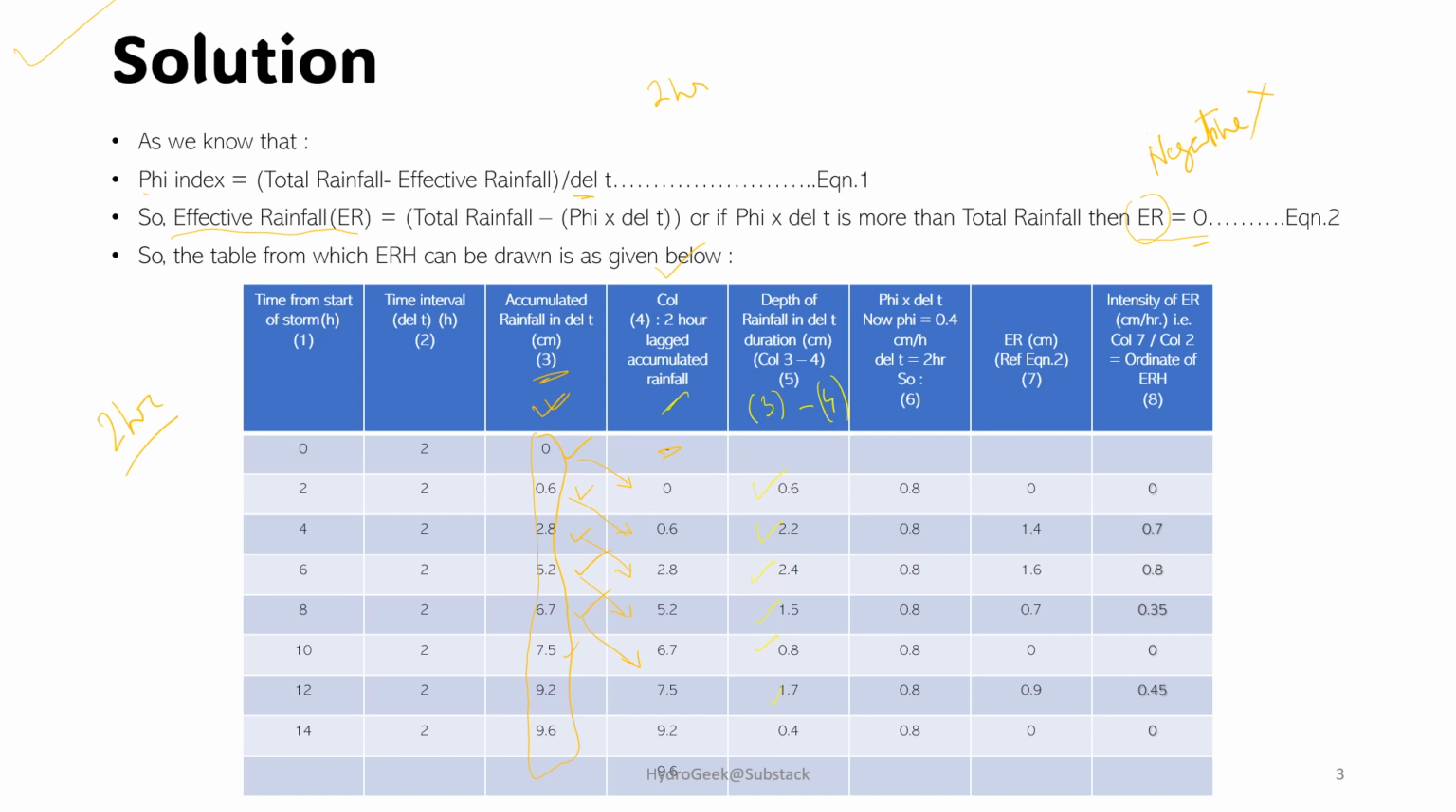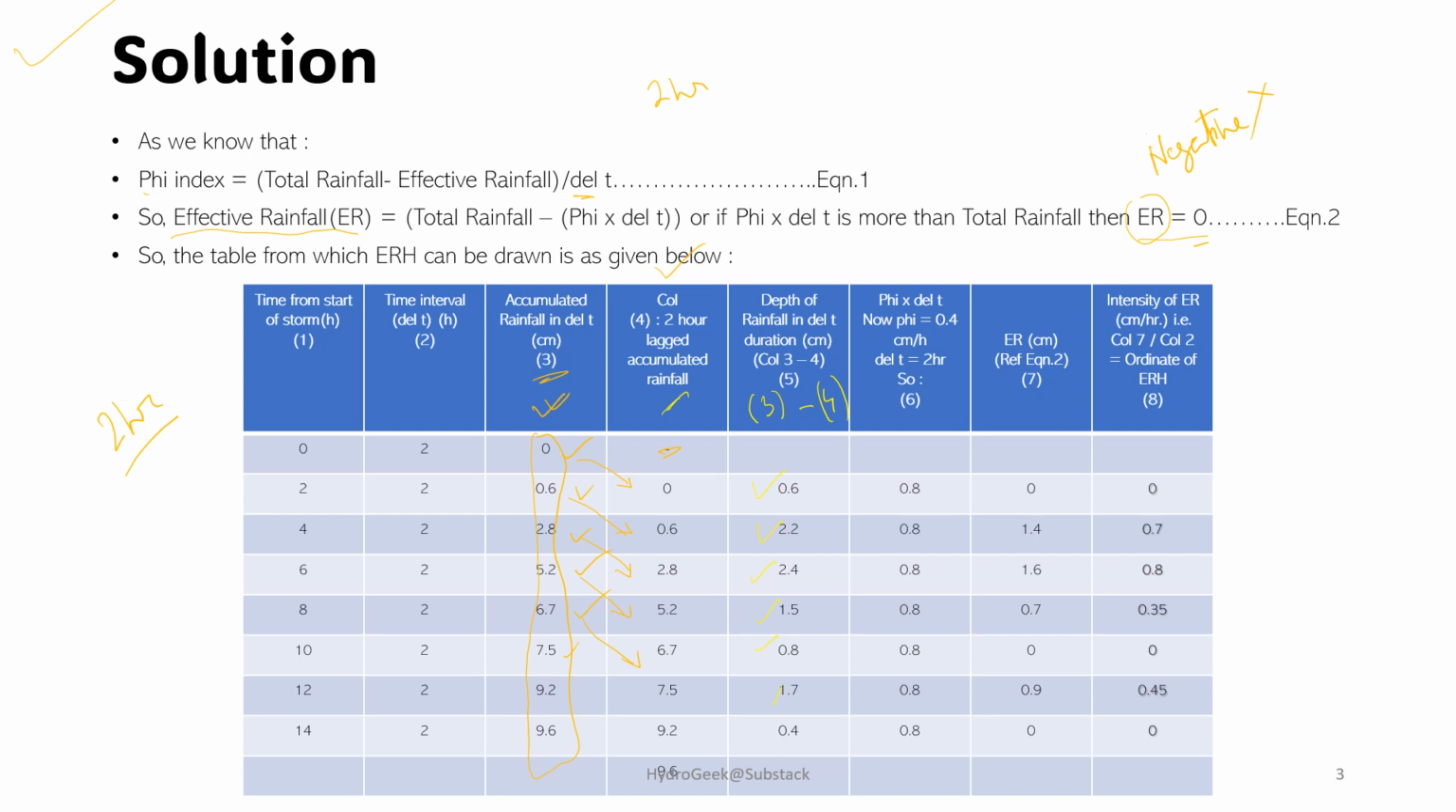Delta means incremental duration. For this case it is 2 hours. So after you deduct column 3 or column 4 from column 3, you get the single value or depth of rainfall per 2 hours that has taken place during the storm.